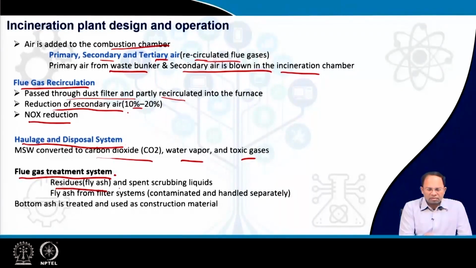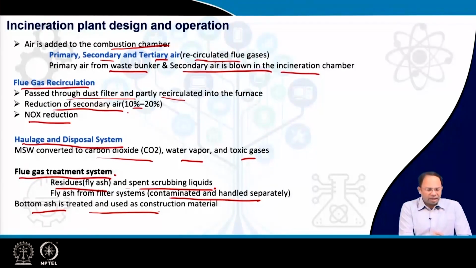Now the residues, the fly ash and spent scrubbing liquids from the flue gas treatment system, once we clean this flue gas, whatever remains is very, very contaminated. So this has to be handled separately, and this has to be kept in separate locations in the landfill site. Whereas the bottom ash that we were getting at the grates or at different stages can be treated and used as a construction material. So we get ash at different stages. The ash which we are getting from the electrostatic precipitators and the scrubbers is very, very contaminated, and it's better not to be utilized for other purposes.